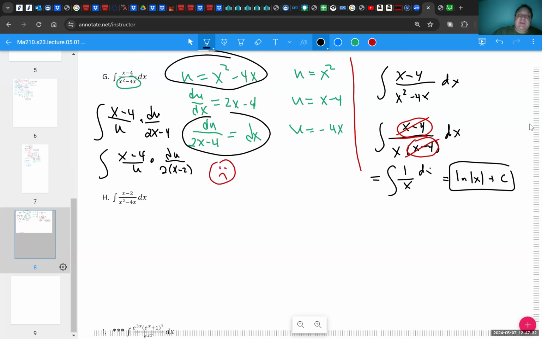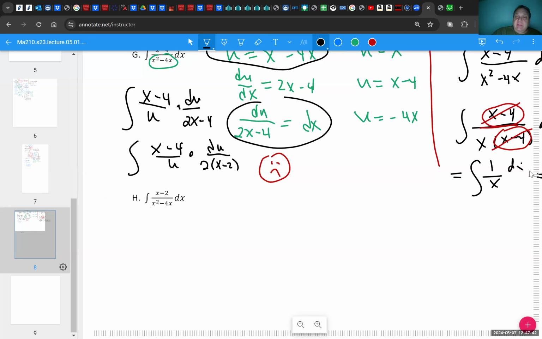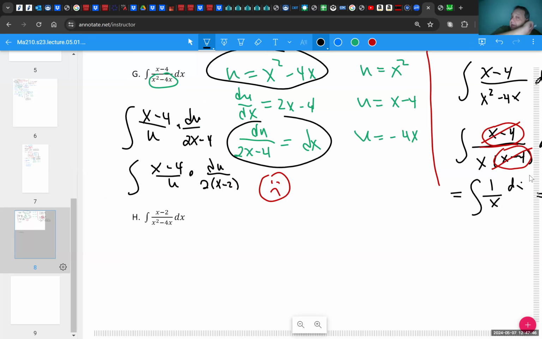Our H is very, very similar to G. The only difference, let me zoom in a little bit, between G and H is that there's a -2 on top instead of a -4 on top, x minus 2 versus x minus 4. In this one, if I try to factor, it doesn't work because the bottom is x minus 4, and the top is x minus 2, and there's nothing on the top that simplifies or divides out with the bottom. So in this case, factoring doesn't help, but lo and behold, substitution does.